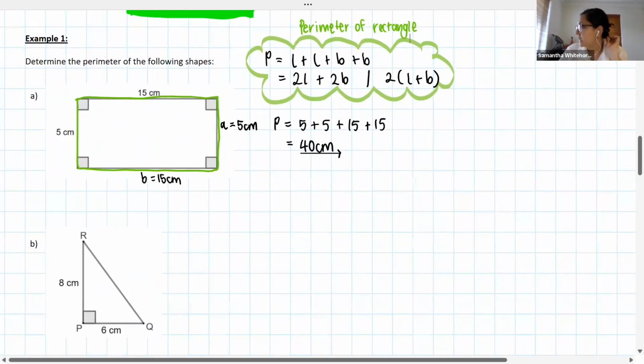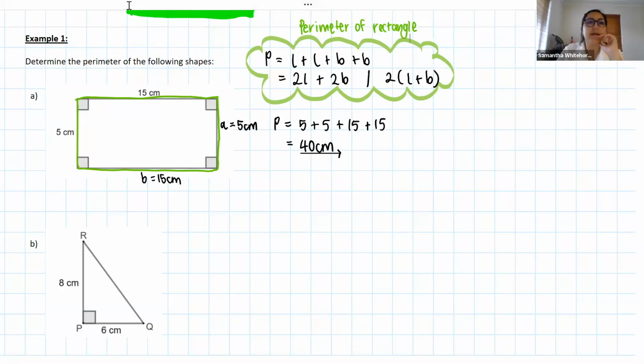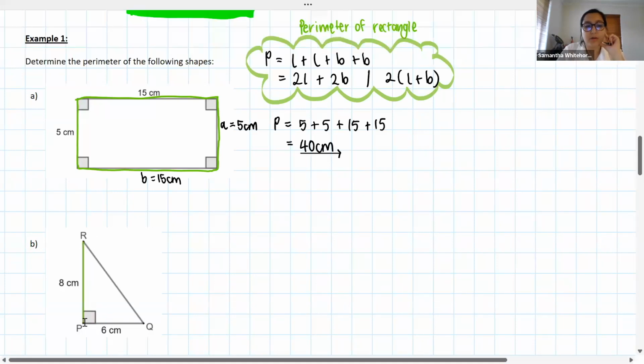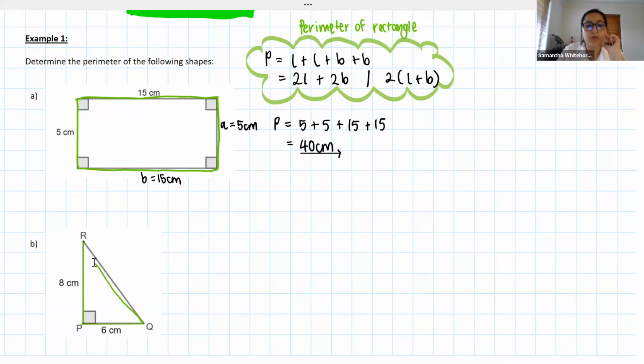Let's have a look at the second example. You're going to do a little bit of this by yourself, probably most of it by yourself, but we're just going to talk through some of it. We want the perimeter of this triangle. So we want the length from R to P, from P to Q, and then from Q to R. That is going to be our perimeter for this triangle.